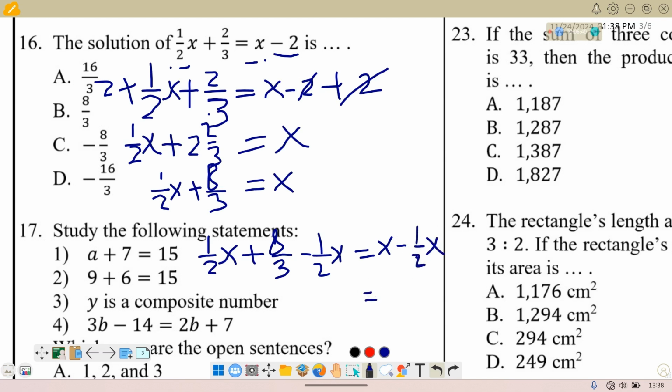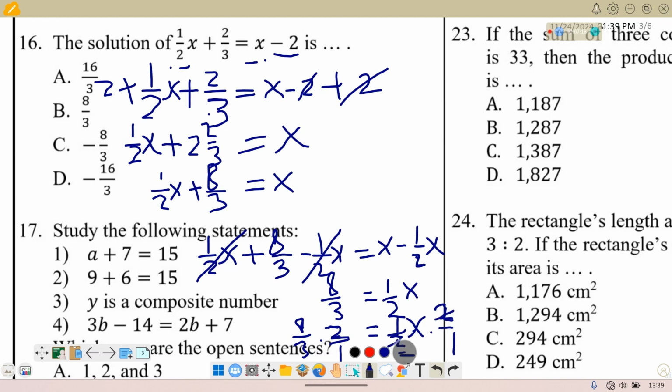Remember, if it's like this, the coefficient is 1, so 1 minus half equals half. This is half x. And then here we just cancel it. So here we have 8 over 3. How are we going to find the value of x? Try to multiply both sides by 2 over 1. So here we have 1 over 2x times 2 over 1, and then here we have 8 over 3 times 2 over 1. So the answer is x equals 16 over 3.